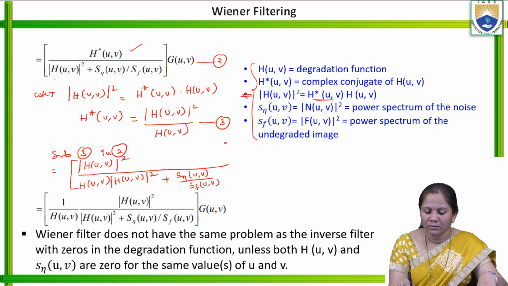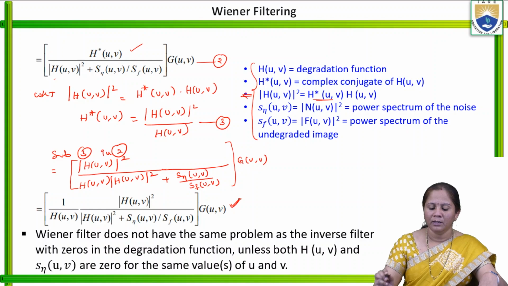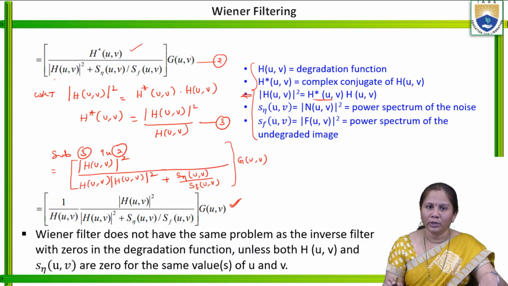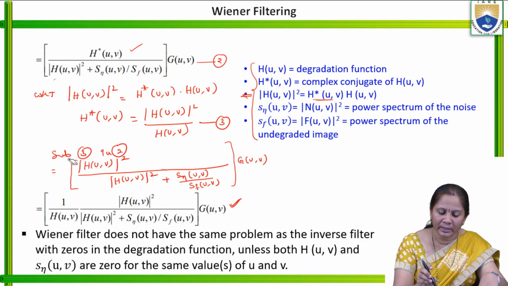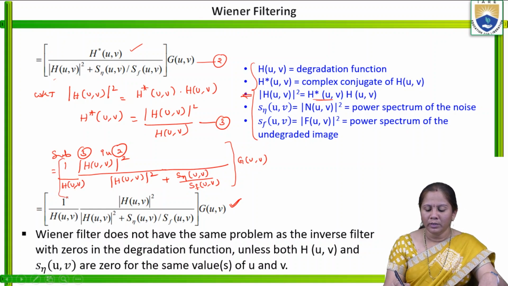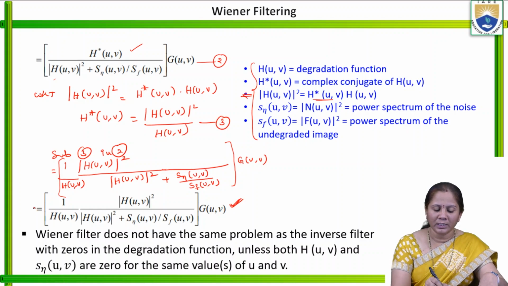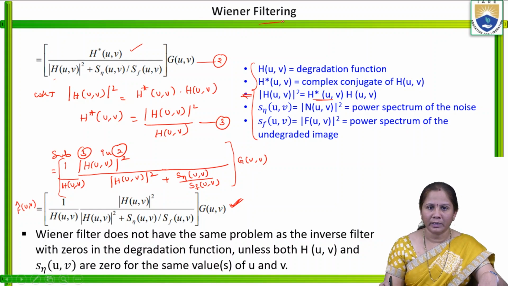Into g of u comma v. So this is the expression we are going to get. This should be written separately, because it is the division for the entire term in the denominator. So we have to write it separately as 1 by h of u comma v. So here this is the final estimated output f cap of u comma v for this Wiener filtering.